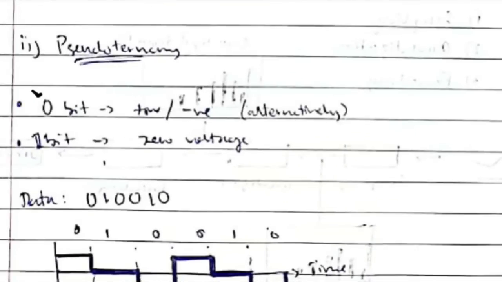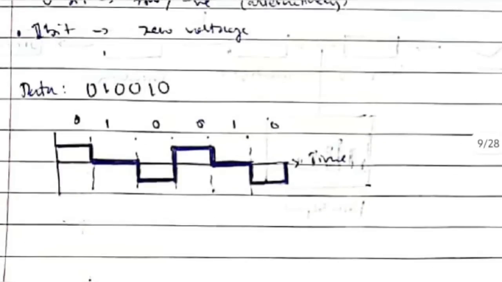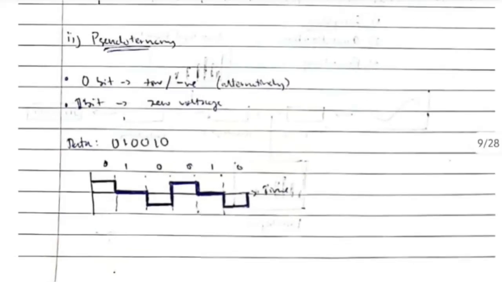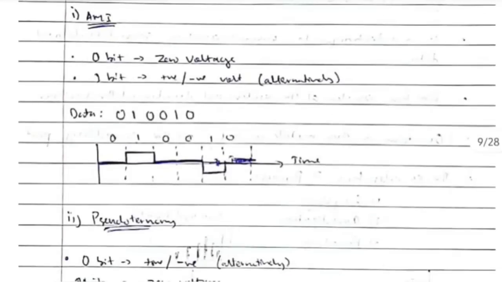Pseudo ternary is the opposite of that. 0 will be alternating, whereas 1 will be constant. So 0 is starting from here, positive, 1 will be at 0, and 0 will become negative, then positive, 1 will be at 0, and 0 will become negative. So first 0 is positive, second 0 is negative, third is positive, fourth is negative. So this is about the bipolar, pseudo ternary, and this is all about the line coding schemes. Let's move on to the next topic.